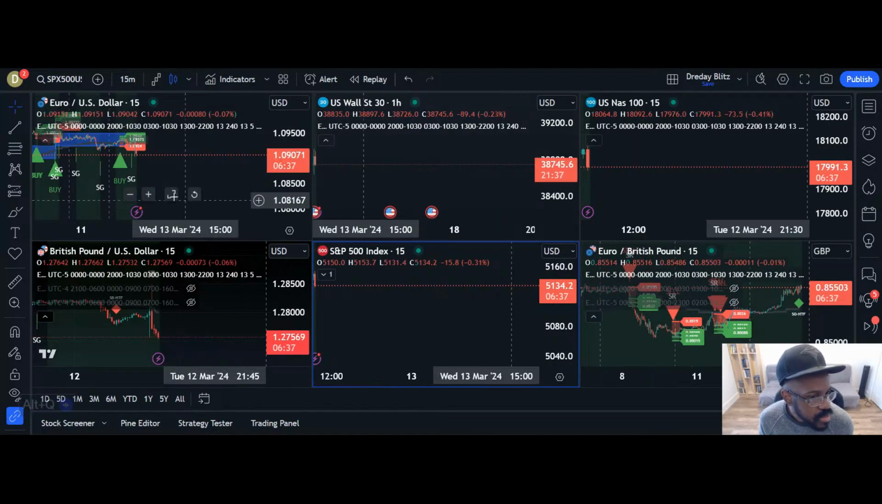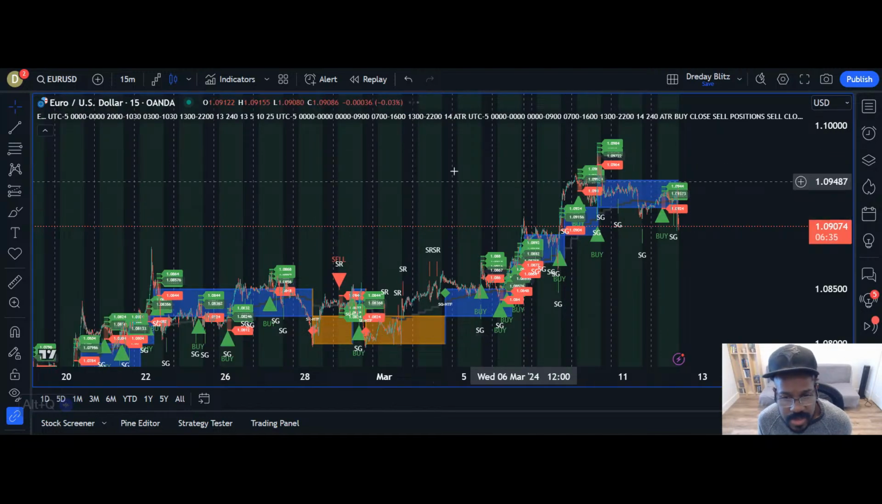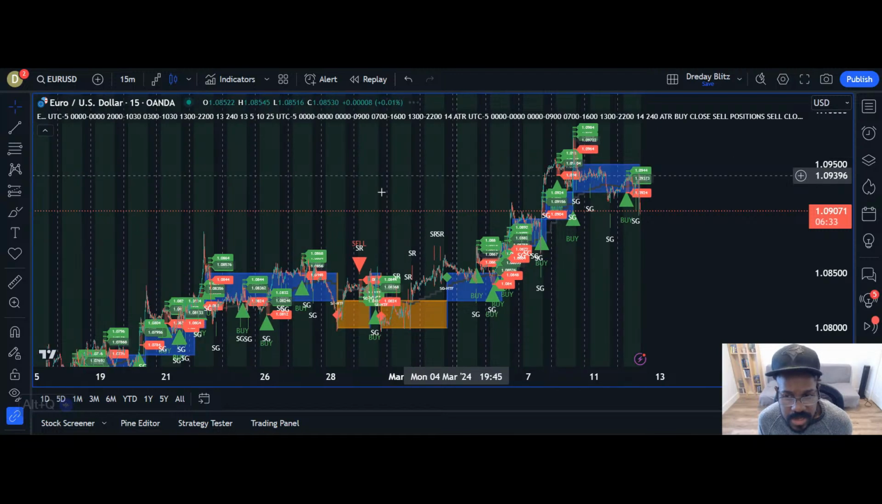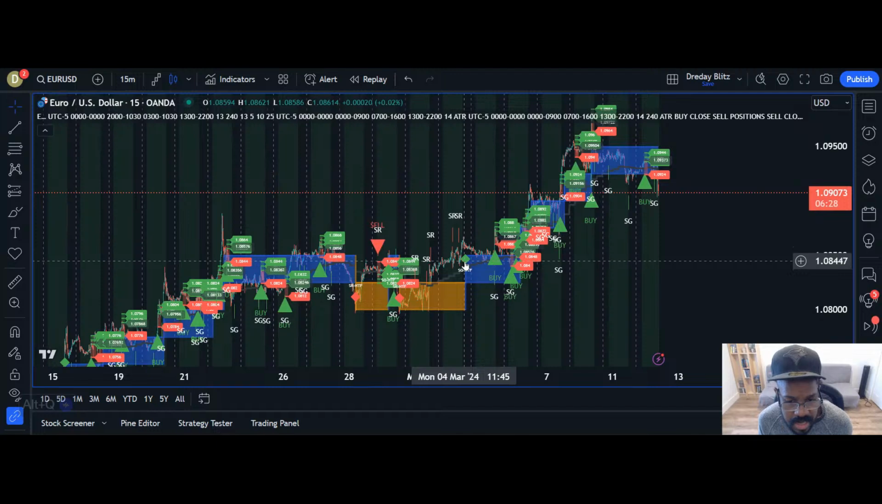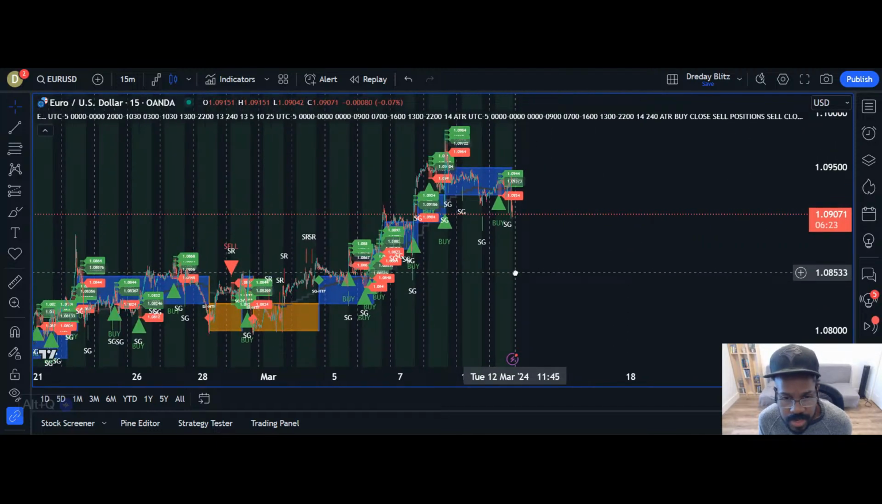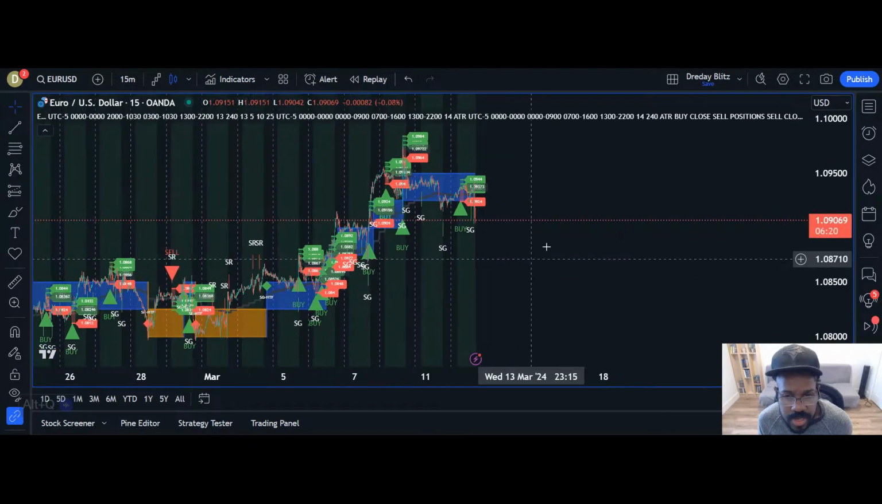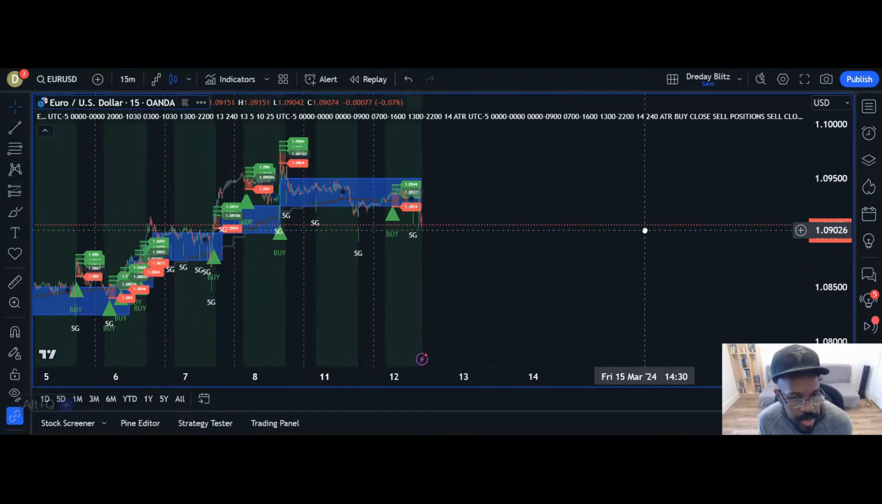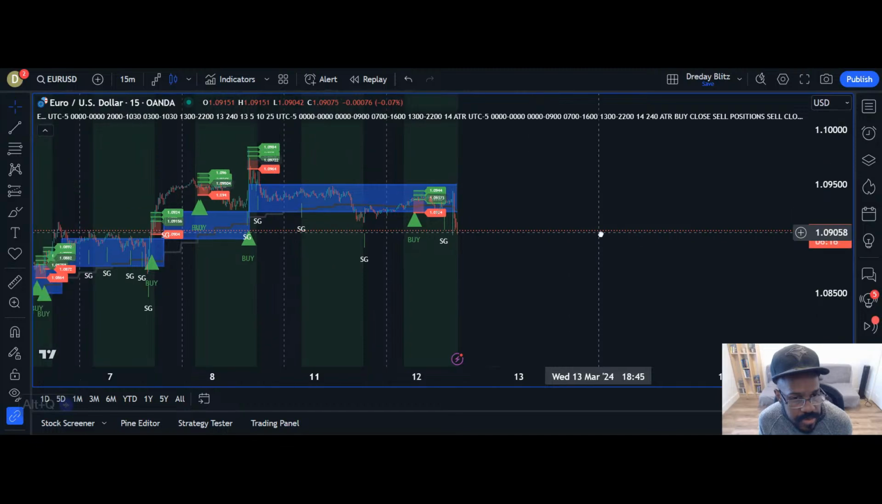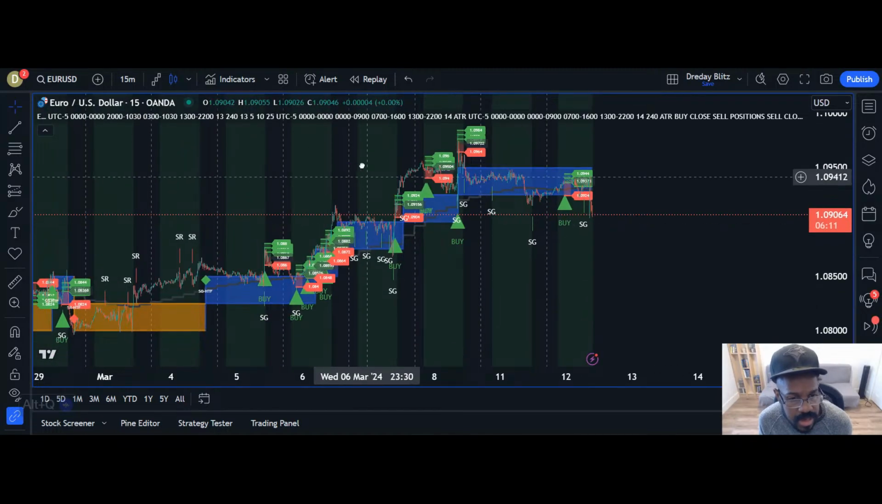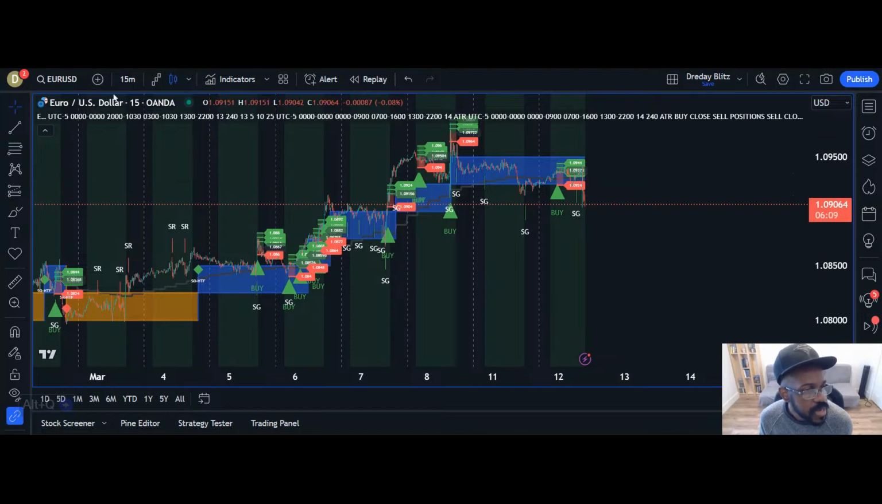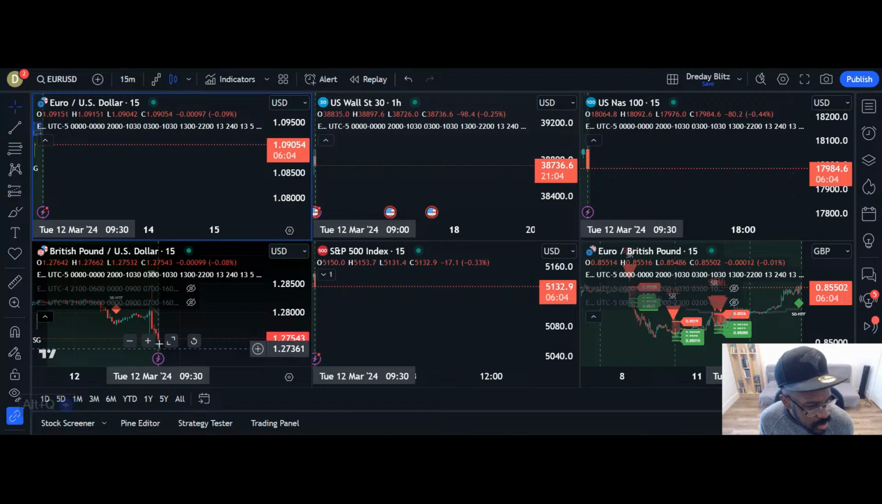And we're going to look at the Euro USD. Euro USD is still looking bullish here since March 4th. So we're bullish, and I think it's starting to go bearish here. This will give you an indication that it's going to go down, and if that's the case, that will be a good time to look for sells overall.